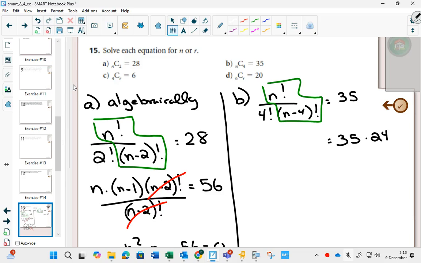Now, which one's bigger? N or n minus 4? Well, n is bigger, so we start expanding the bigger one. 1 less would be n minus 1. 1 less would be n minus 2. 1 less would be n minus 3. 1 less would be n minus 4. And finally, we catch up to the one that's on the bottom to simplify.